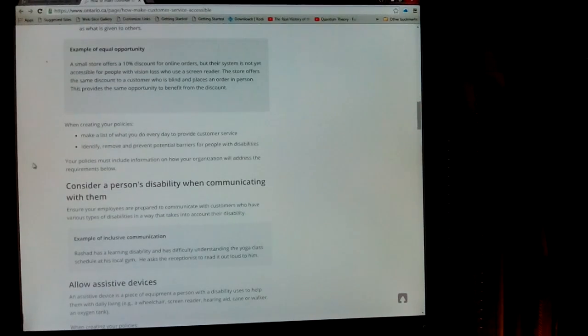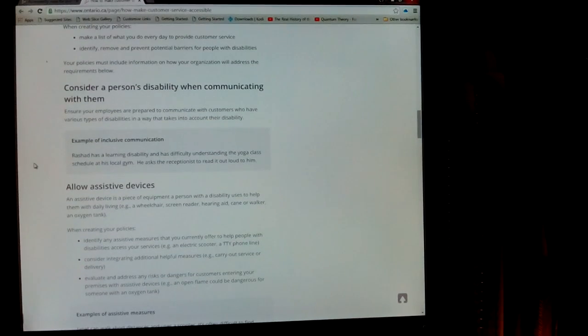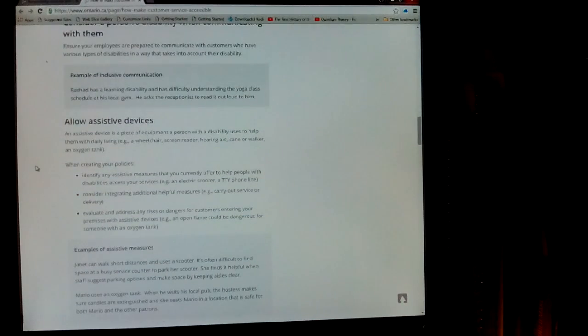When creating your policies, make a list of what you do every day to provide customer service. Identify, remove, and prevent potential barriers for people with disabilities. Your policies must include information on how your organization will address the requirements. Consider a person's disability when communicating with them. Ensure your employees are prepared to communicate with customers who have various types of disabilities in a way that takes into account their disability.